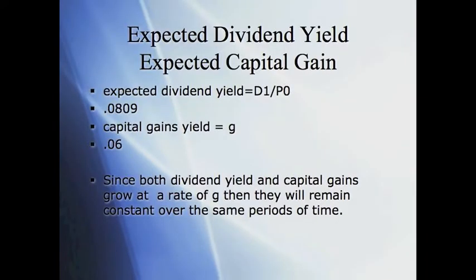To calculate expected dividend yield and expected capital gain, we have to look at the growth rate again. Expected dividend yield is equal to the dividends paid in the first period divided by P initial, which would give you 8.09%. Capital gains yield is equal to the growth rate, which is given at 6%. Since both dividend yield and capital gains grow at a rate of G, which is constant, then they will remain constant over the same periods of time.